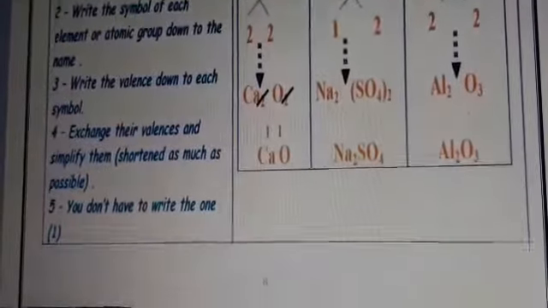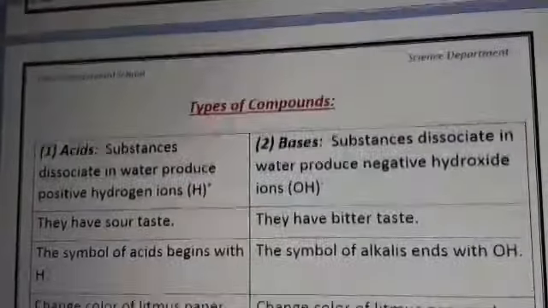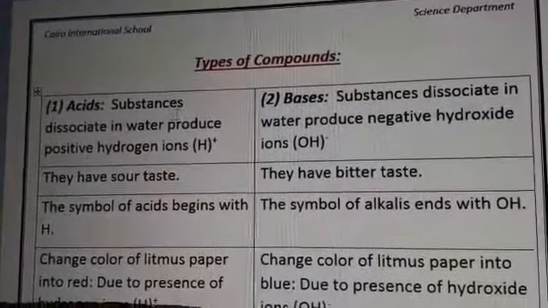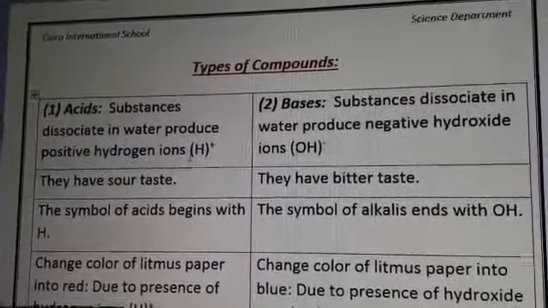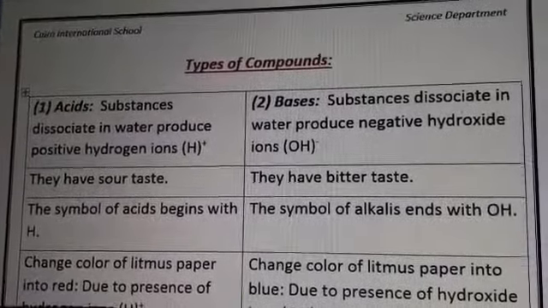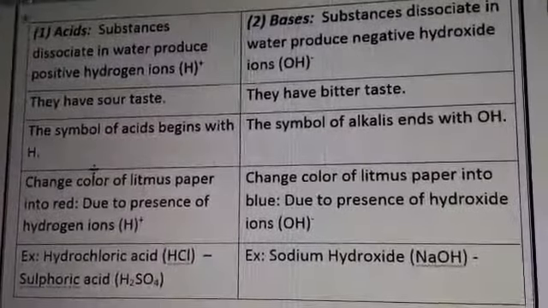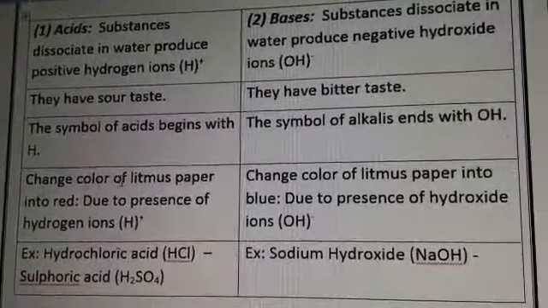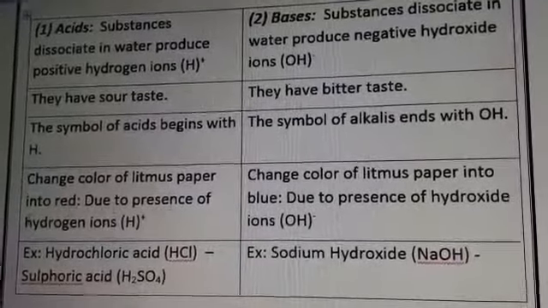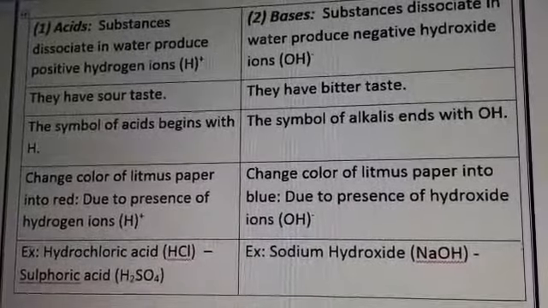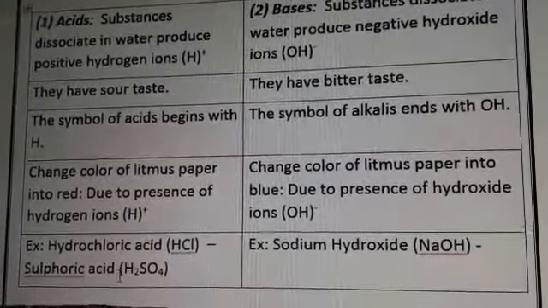We have many types of compounds. Number 1, acids. Acids are substances that dissociate or dissolve in water, producing positive hydrogen ions, H positive. They have a sour taste. The symbols of acids begin with H. They change the color of litmus paper from blue into red due to the presence of hydrogen ions, H positive. Examples of acids: hydrochloric acid or sulfuric acid.